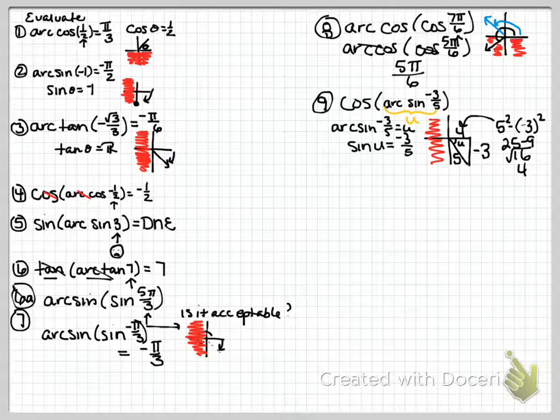So now if I go back to my original problem, I want the cosine, because remember we substituted u in here, of u. Look at your triangle. Well, the cosine is going to be 4 over 5. So it means that this whole problem equals 4 over 5. So you can use Pythagorean theorem to find the missing side of the triangle, and then just do your normal ratio based upon your triangle. Okay, number 10. Same idea.